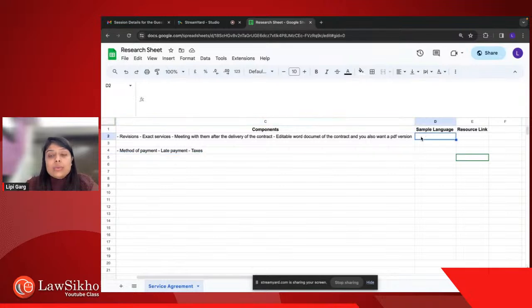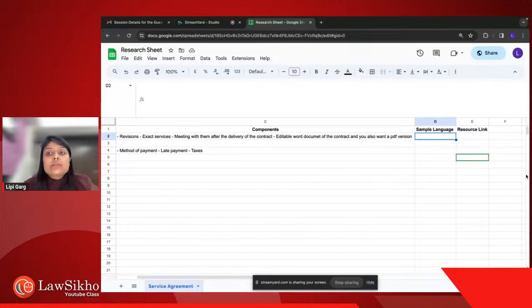Then is a sample language. So sample language is for beginners who do not have a lot of experience with drafting contracts. What they can do is simply copy some sample language from some templates, just to practice how language works in a contract, right?